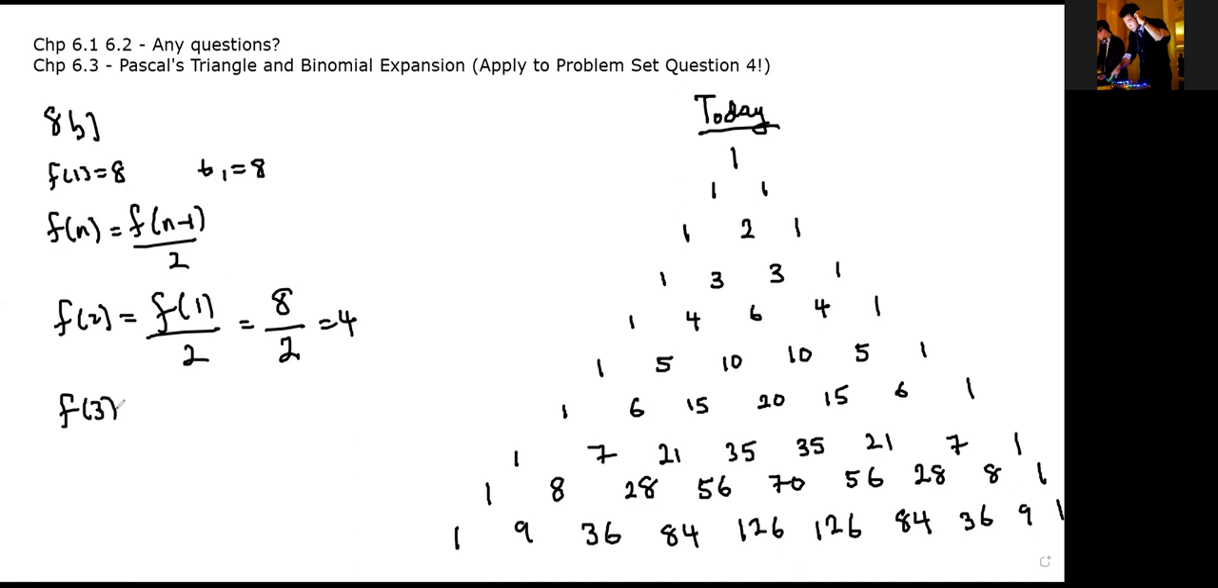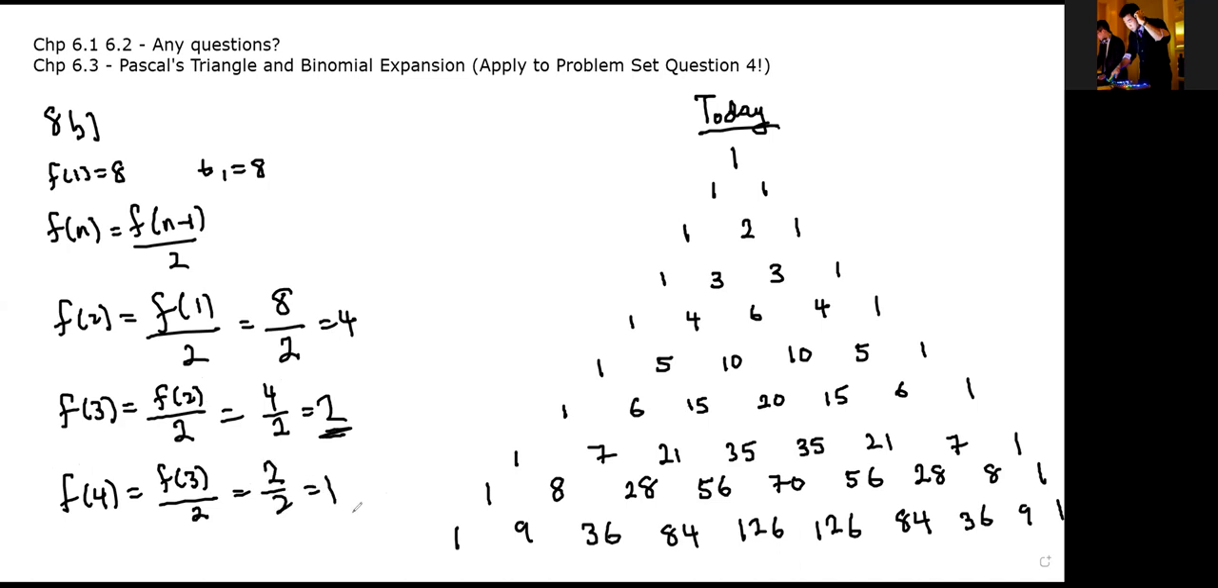Next, f of 3 means the n value is 3. So f of 3 means I take the previous term, f of 2, and divide by 2, which means 4 divided by 2, that's a 2. And the pattern continues. Lastly, f of 4 would be f of 3 divided by 2. And what is f of 3? It's a 2. There it is. So again, it's just practice of using the previous terms to calculate the next terms. Hope that helps. Any other questions?